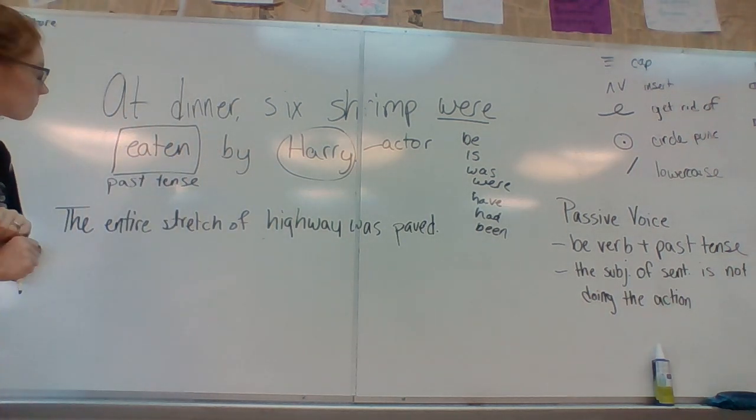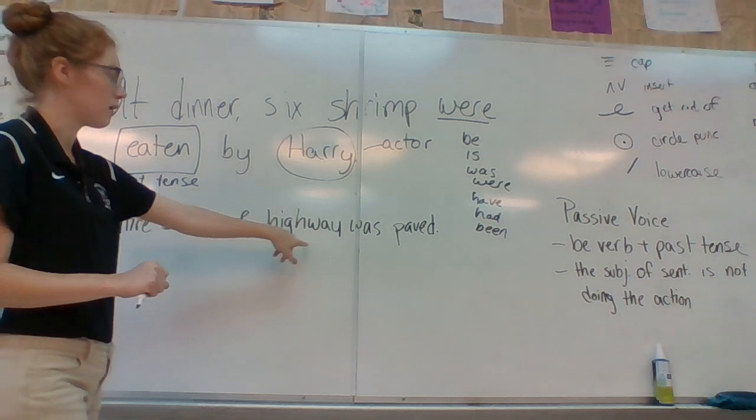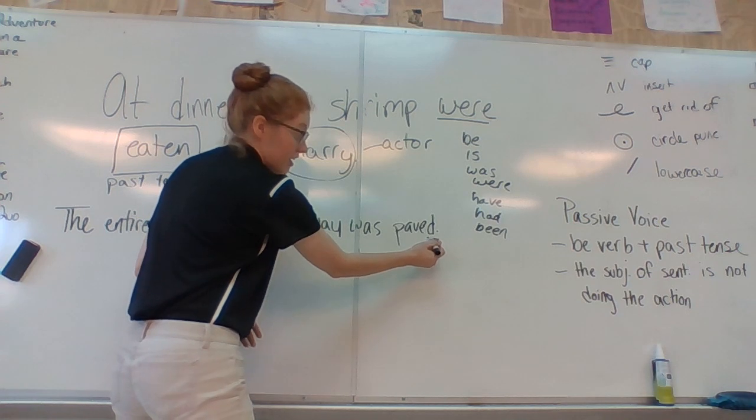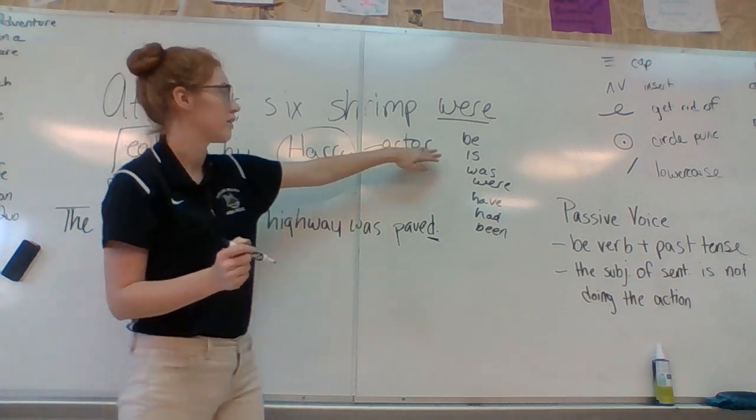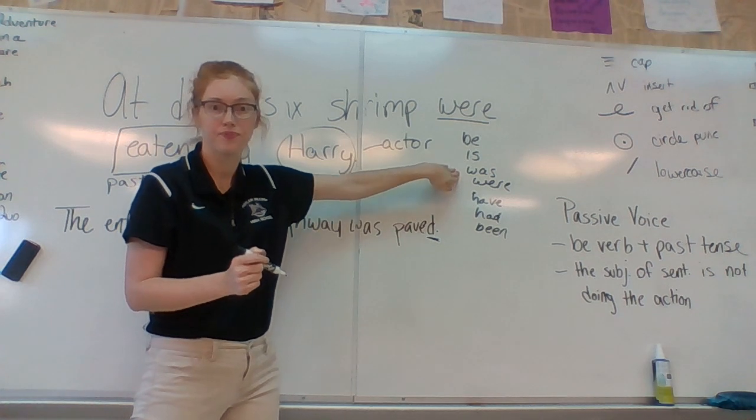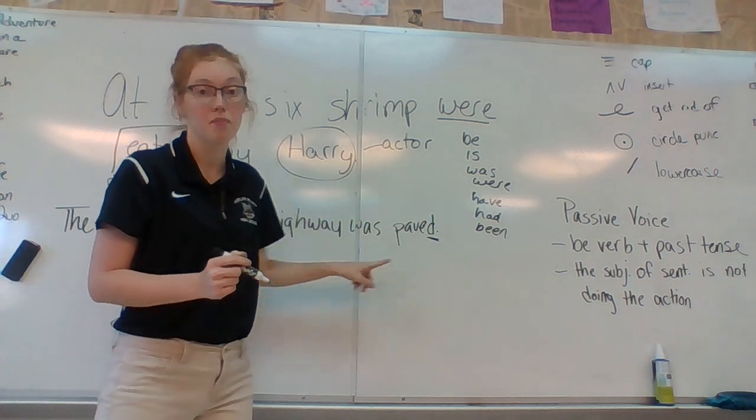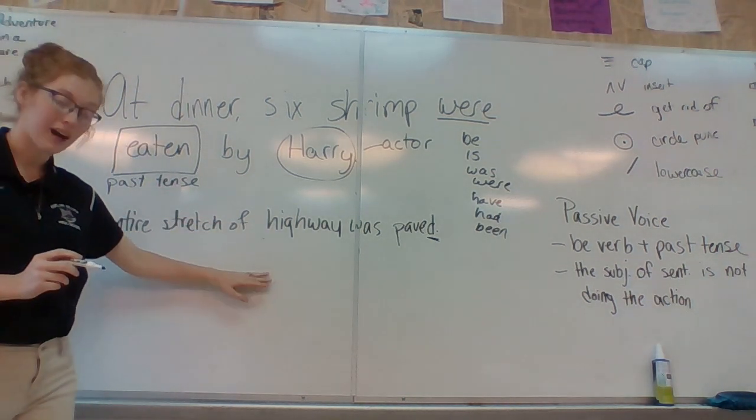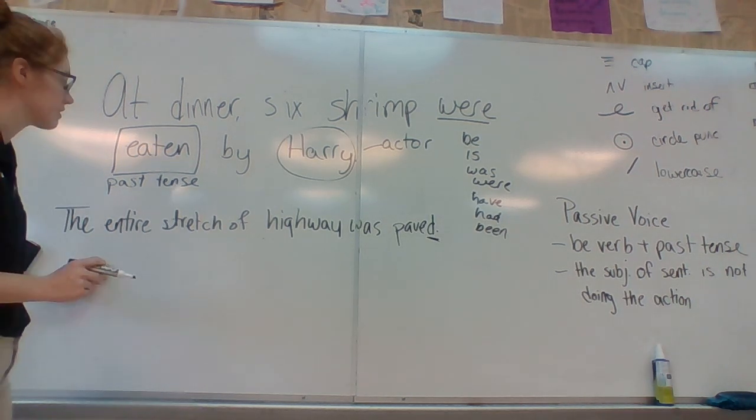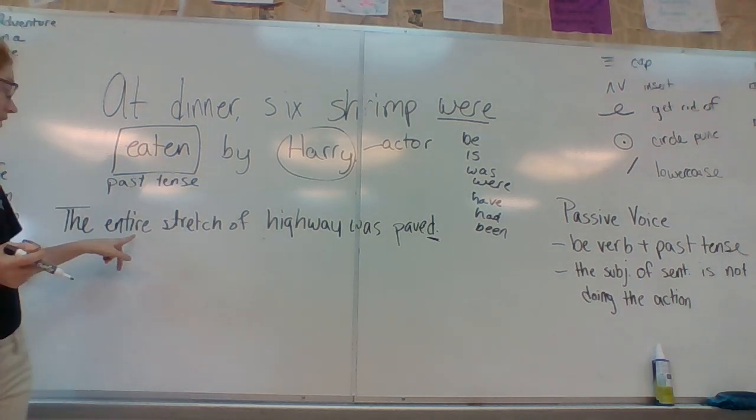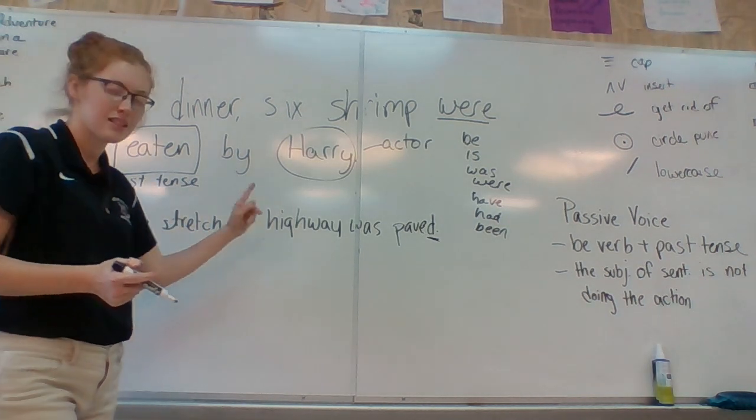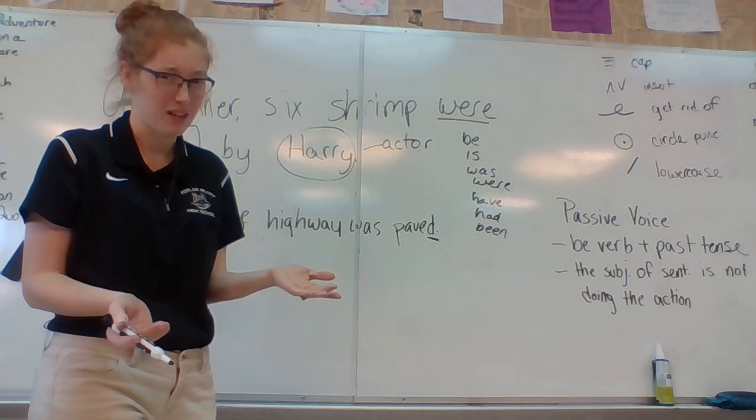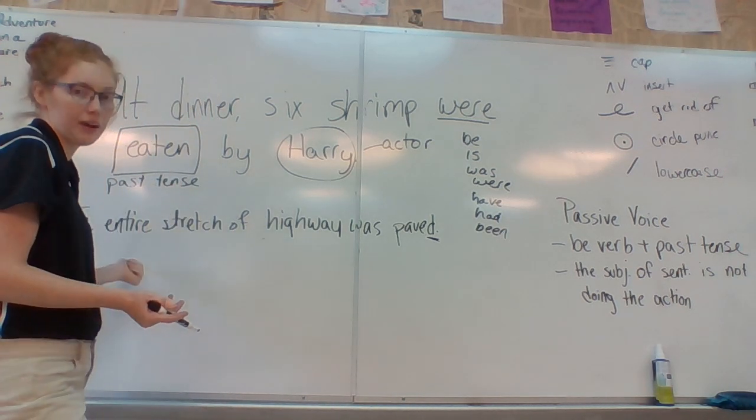Is there a be verb? The entire stretch of highway was paved. So if I know this is my verb, and I know ed means past tense, then I can go and look here on this list. Oh, here's was. So was paved, it is passive voice. Another way you can test it, even though there wasn't a by phrase or prepositional phrase saying who did the action, you can say, okay, the entire stretch of highway, did they do the paving? Since a highway can't do any paving, then you can tell, okay, it's going to be passive voice.